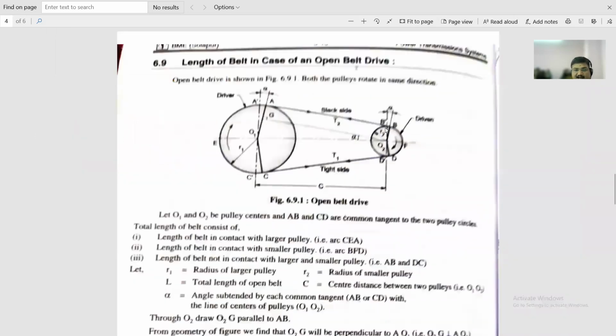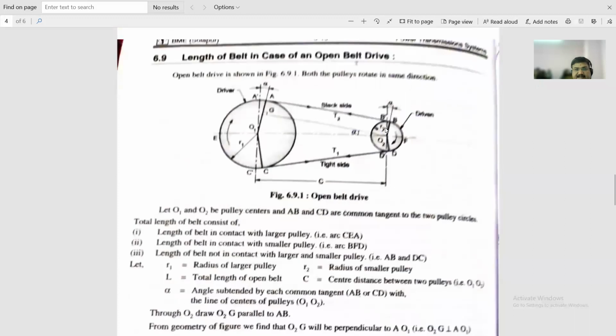Yeah. Now, this is the important derivation actually, but nobody is going to ask you the derivation. Just for your kind information, the derivation is in front of you. So length of the belt in case of open belt drive. So here approximate length required to choose the belt is decided by this particular equation 6.9.